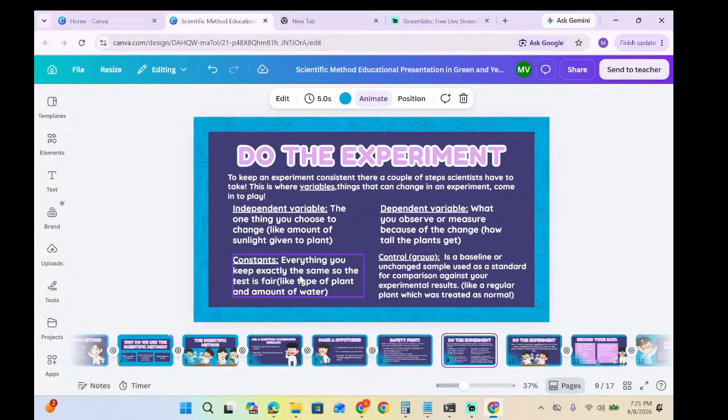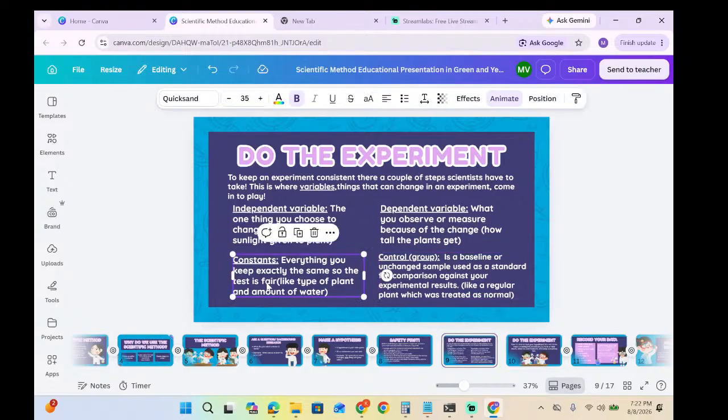So if you usually put it in the shade, maybe that plant is usually in the shade. So that's your control group. It's what you're comparing your other plants, the ones that you change with the independent variable, to, so you can see the difference. That's the idea behind a control group. So a control group is not the constants. There's two different things. That's what you have to remember. Constants are what you keep the same in the test, and control is a set used as a baseline.